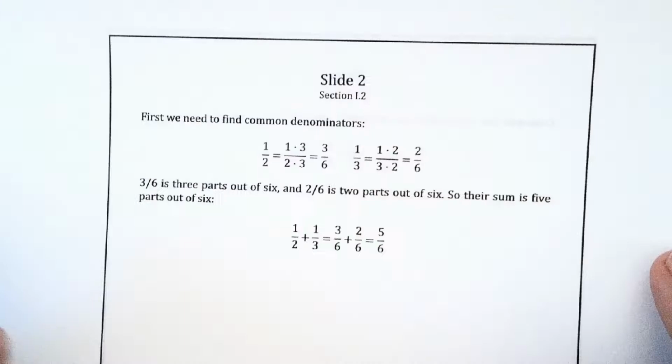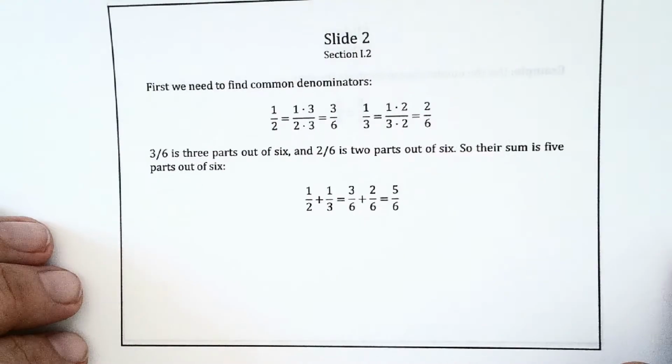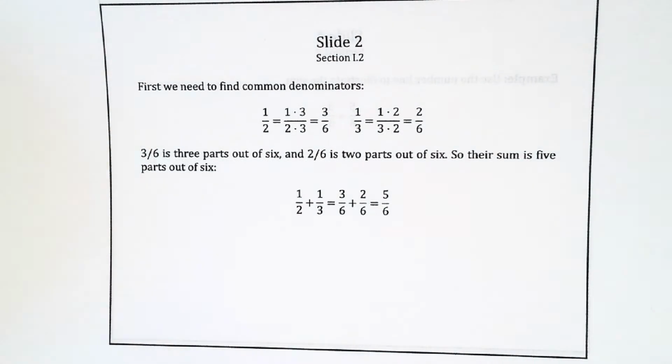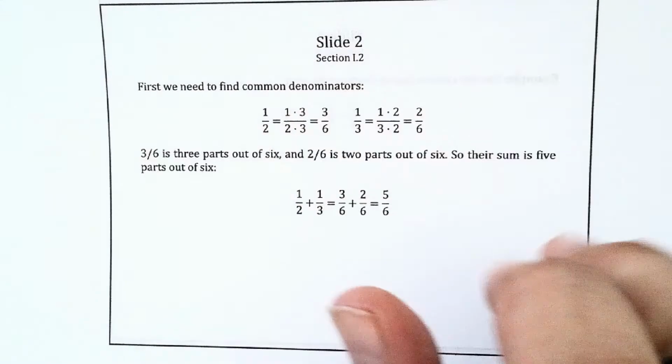Okay, so in order to add a pair of fractions like that, the first thing we need to do is make them kind of speak the same language. And we do that by finding common denominators. We can use the fundamental law of fractions to do that. So, for example, 1/2 is 3/6, 1/3 is 2/6. So 3/6 is 3 parts out of 6. 2/6 is 2 parts out of 6. So if I put those together, I end up with 5 parts out of 6. Okay, so let's draw a picture of this.